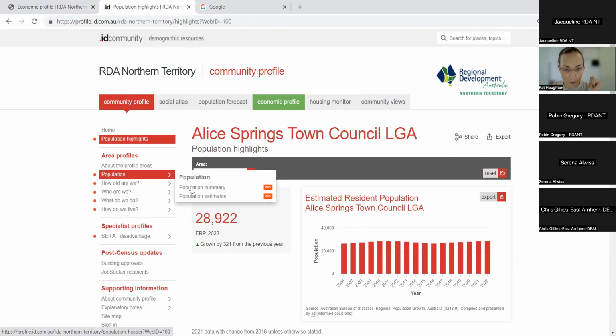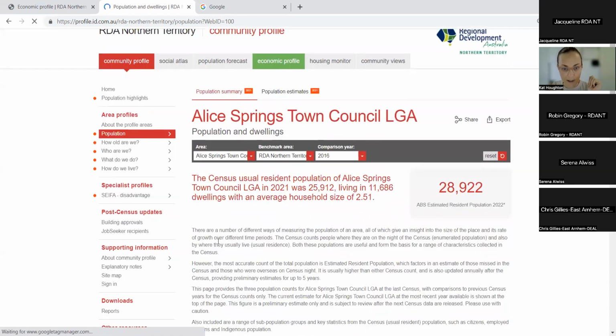The next thing I'm going to quickly take you to is your population summary. See how I'm still on Alice Springs Town Council.